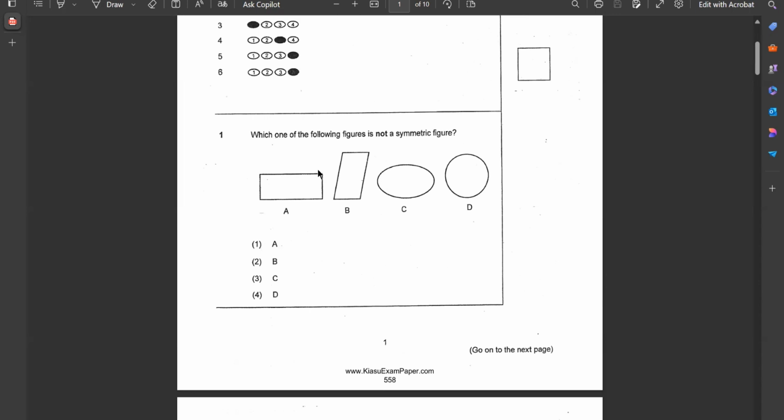Okay, sorry, let me just connect my writing tablet first.